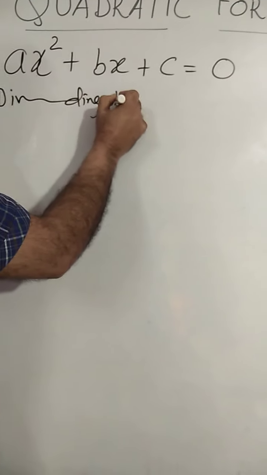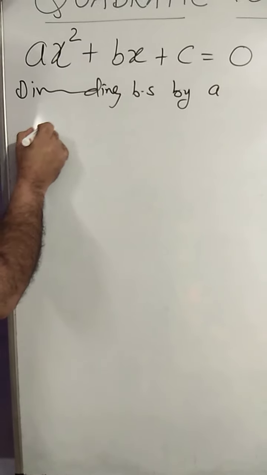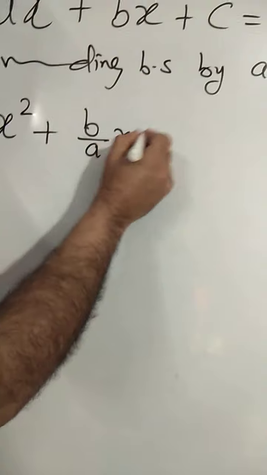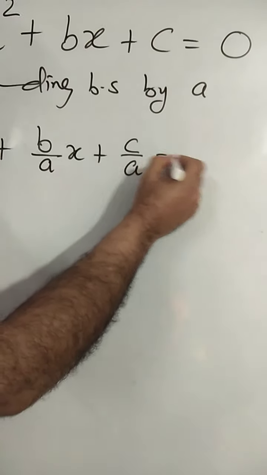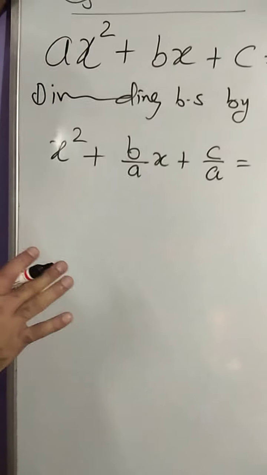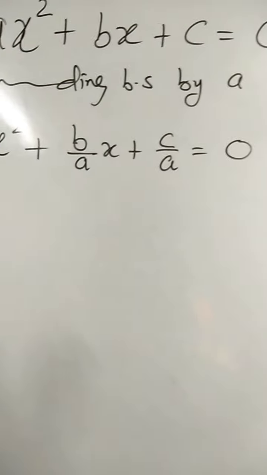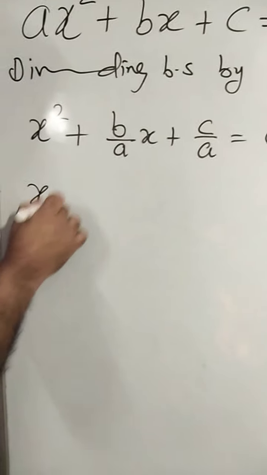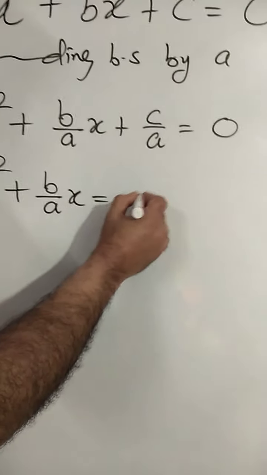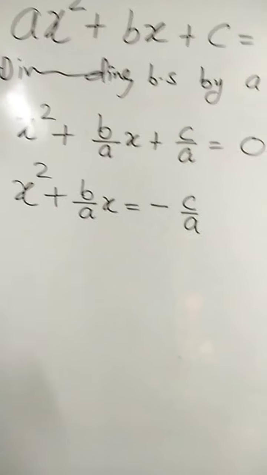Dividing both sides by a. So it is x square plus b over a x plus c over a. What we have done now? We have made the coefficient of x square 1, right? Now second step, take the constant to the right hand side. It's always better if you take this constant to the right hand side. Minus c over a.